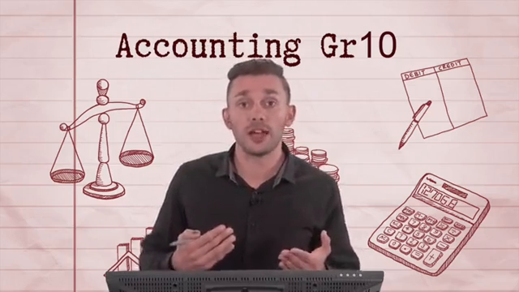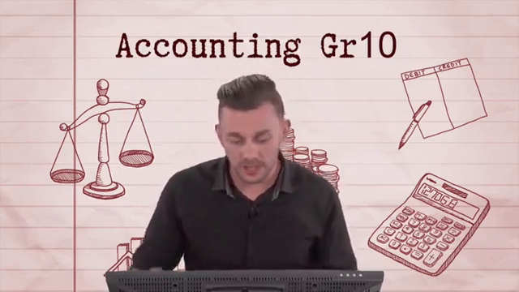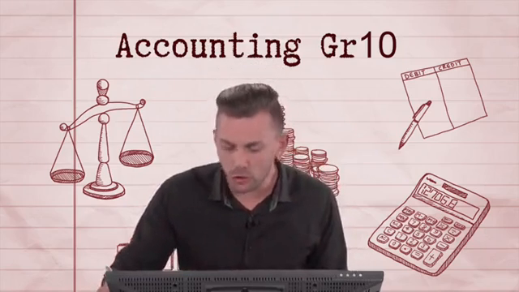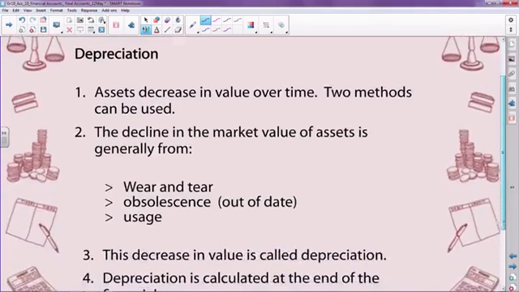Now, what do I do? There's two different methods that we're going to look at. And these two methods we did cover yesterday. Just want to quickly go through the notes so that you go and refresh your memory.